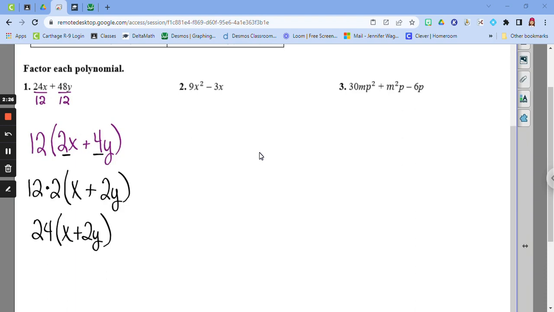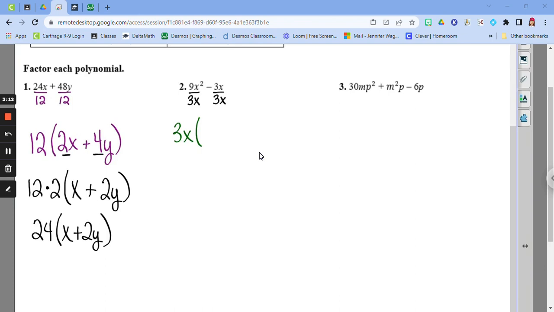What about number 2? 9 and 3 can both be divided by 3. And how many x's do they have in common? 1, correct. So the question is, I can take 2 x's from the 9x squared, but can I take 2 x's from the 3x? No, so it's just the 1. So looking at that division, I'm dividing each of these by 3x. That's what's happening.